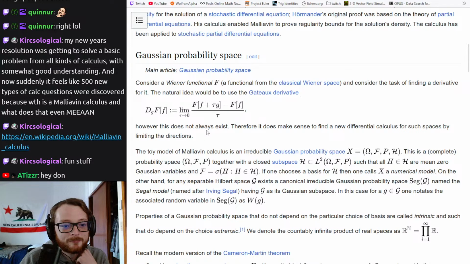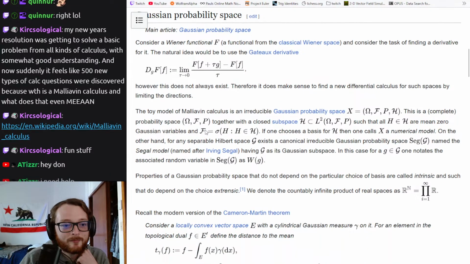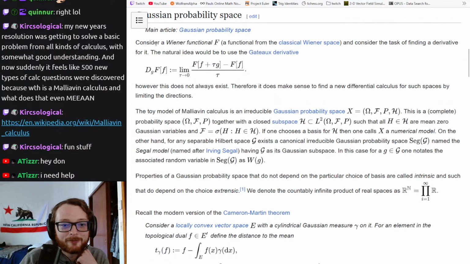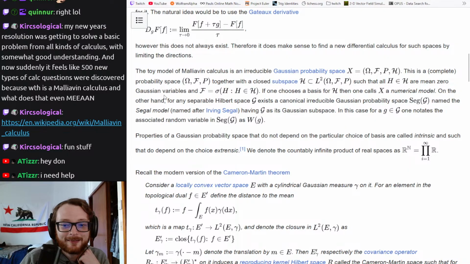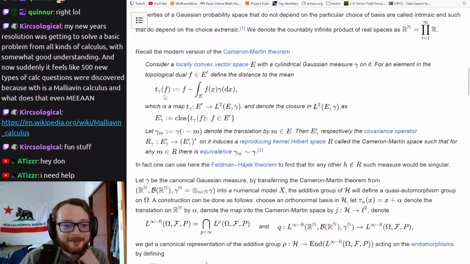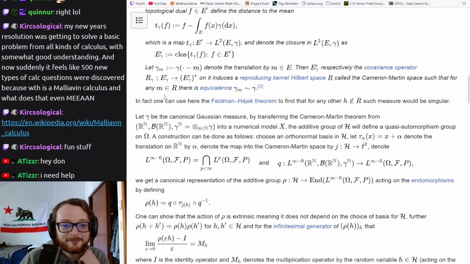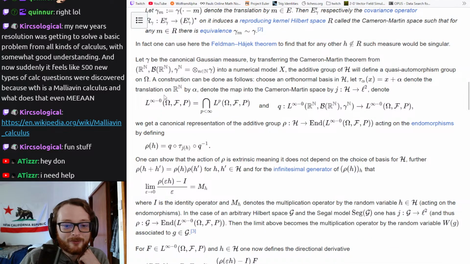Hey, Tizzer. Consider a Wiener functional f from the classical Wiener space. Okay. What's up, Tizzer? This is a lot of symbols.